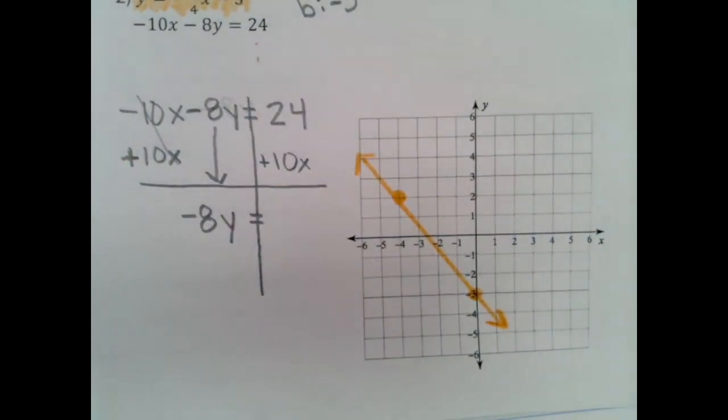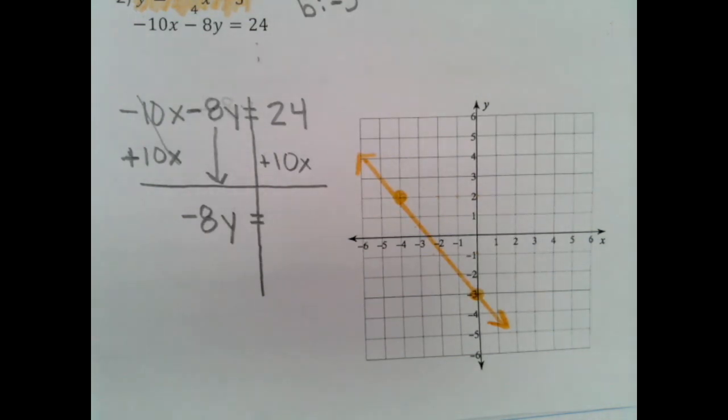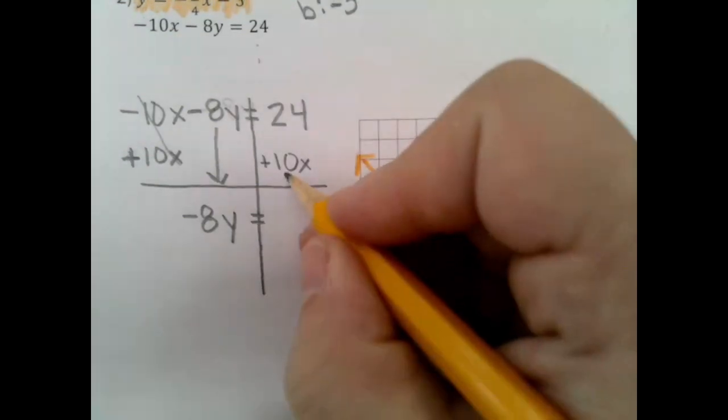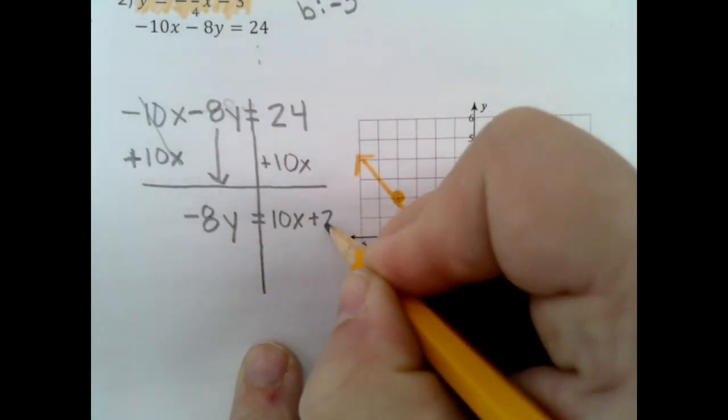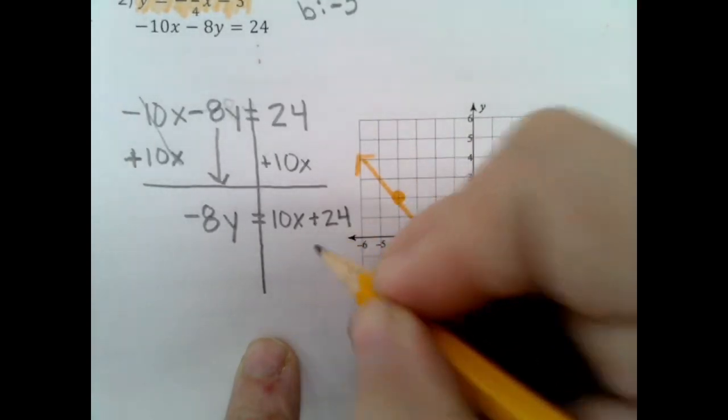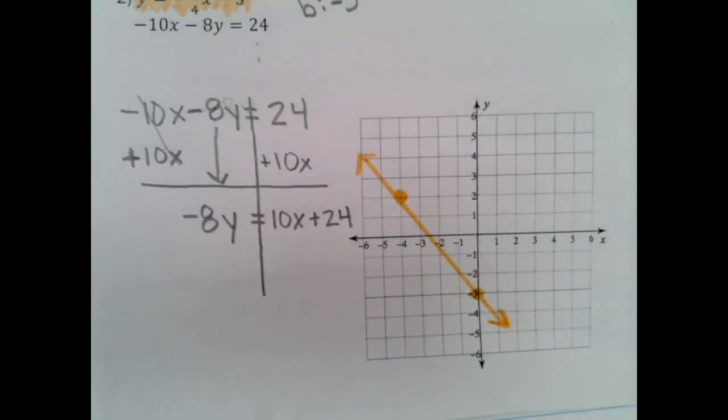Now, for the sake of writing it as mx plus b, do I want to write it as 10x plus 24 or 24 plus 10x? Which part should I write first? Yeah, we want the mx. So 10x would come first, and then plus 24. We can't add those together. They're not like terms. One has an x, one does not. So just 10x plus 24.